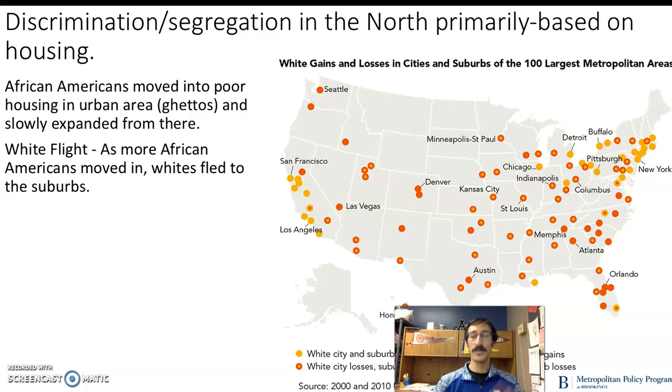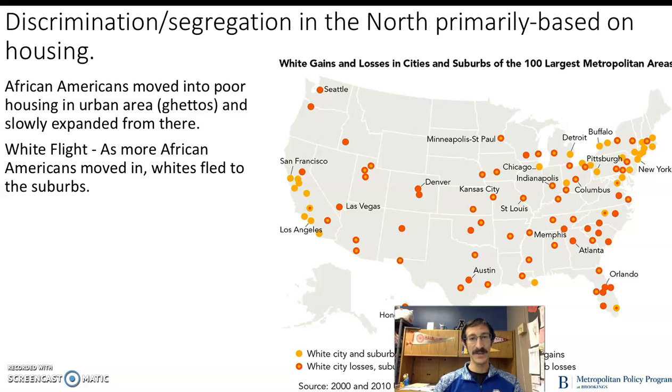Loss of, considered property value was going to go down. Schools were going to be worse. Businesses were going to go downhill. And in some cases, this actually, unfortunately, coincided with racial protests, some racial riots out there, and destruction of property.